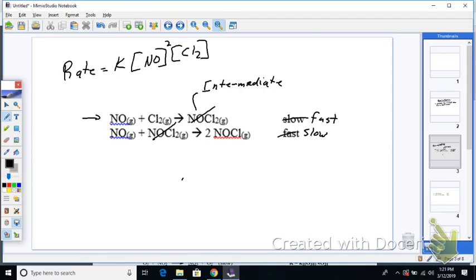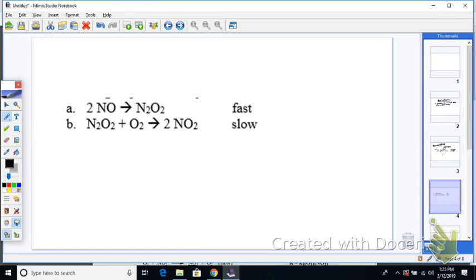Okay, I'll show you that, because that's why I wanted to show you that. So what you're doing is it has to agree with two things. It has to agree with the overall reaction, which I'm not giving you. I'll give you one here in a second where you can prove if it works according to the elementary steps and the overall reaction.